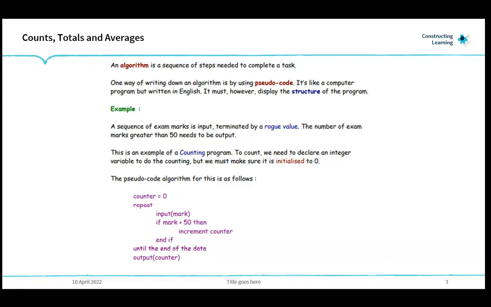To count, we need to declare an integer variable to do the counting, but we must make sure it is initialized, or started, or set to 0. So the pseudocode algorithm for this is as follows: counter equals 0, repeat, input mark. If mark is greater than 50, then increment counter by 1, end if, until the end of the data, and at the very end you output your counter.